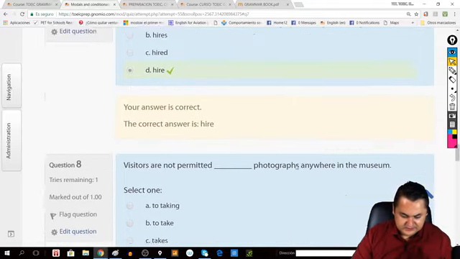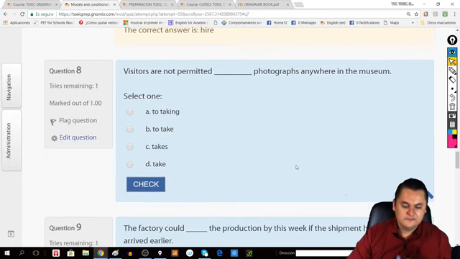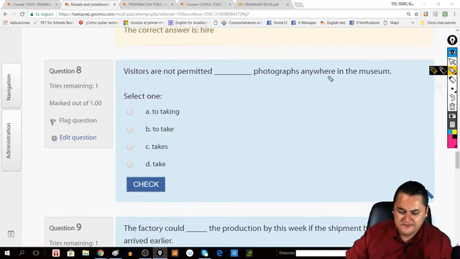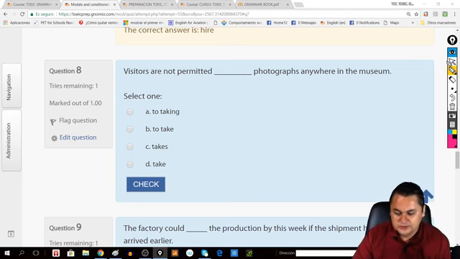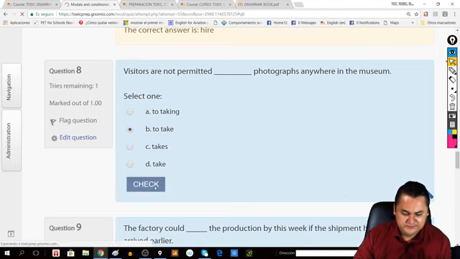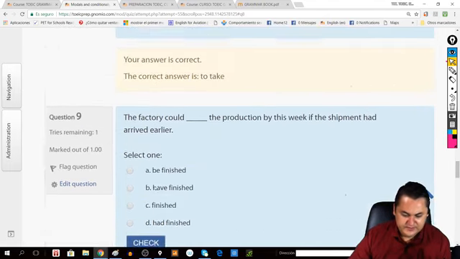And then we try next. For this exercise, we have here permitted. Permitted belongs to the topic of gerunds and infinitives. And with the verb permitted, an infinitive form is necessary. So we say, visitors are not permitted to take photographs. And then we do next.